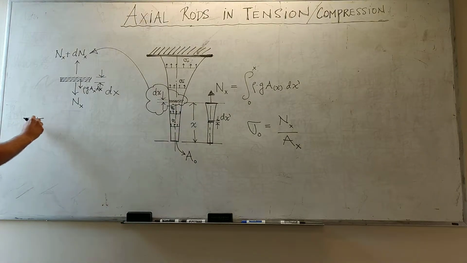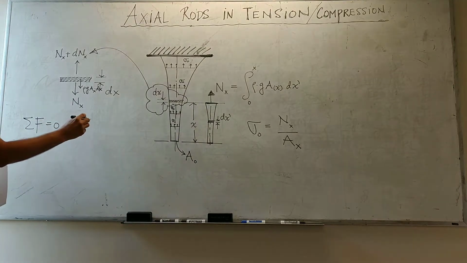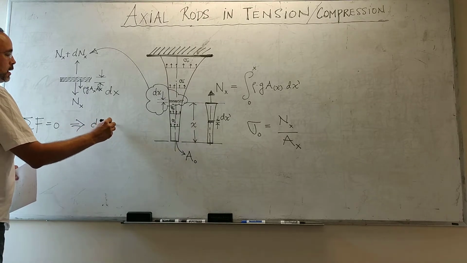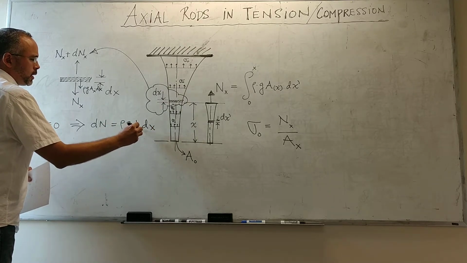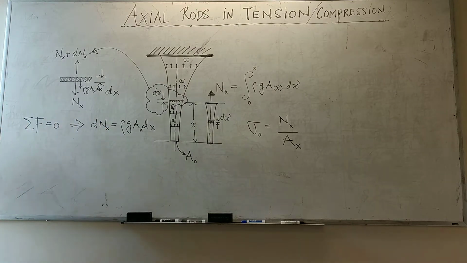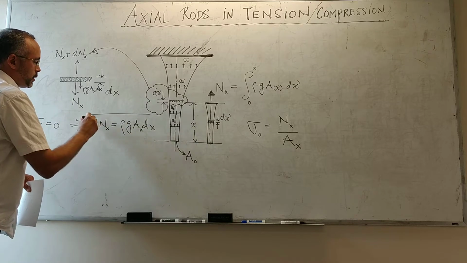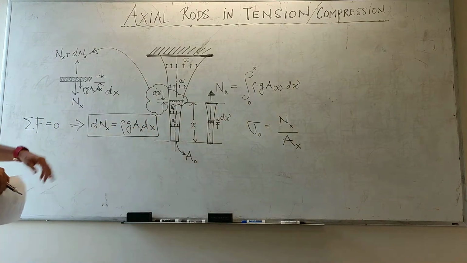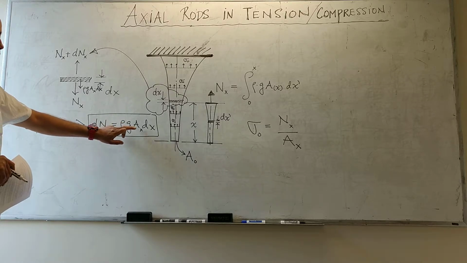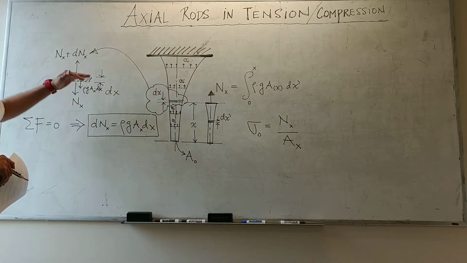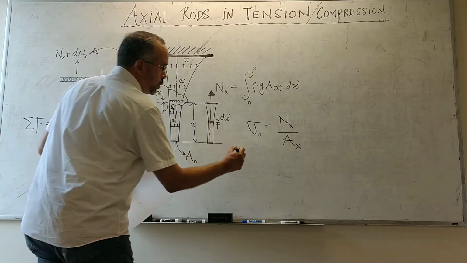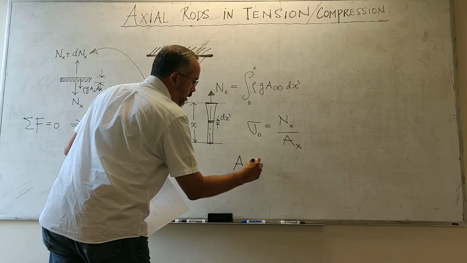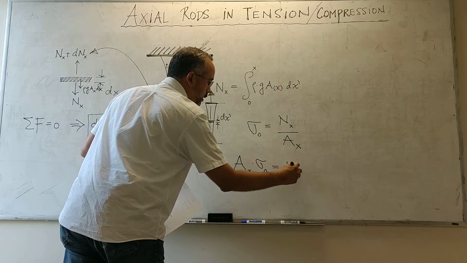So simply setting sum of forces equal to 0, we find that dN is equal to rho g A dx. This A is a function of x, and this N is a function of x. So this is a key equation here. It basically tells you that the increment in axial force is related to the density, the gravity, and the area of that cross-section times dx. On the other hand, based on this equation here, we can write that area as a function of x times the stress, which is a constant, equals N(x).